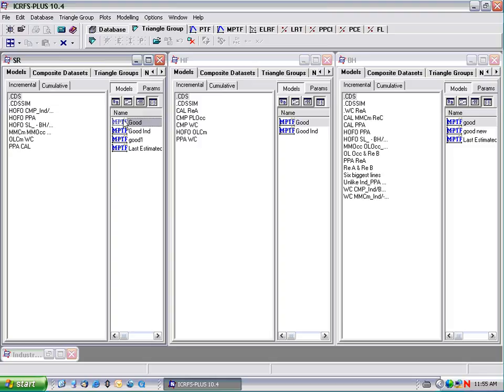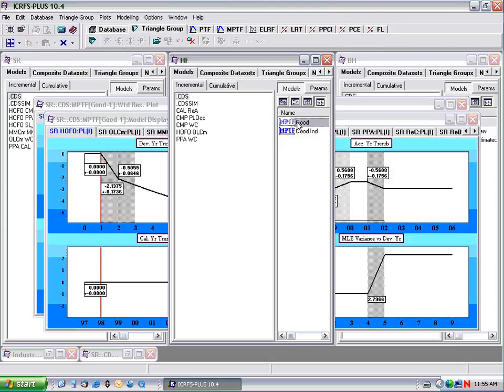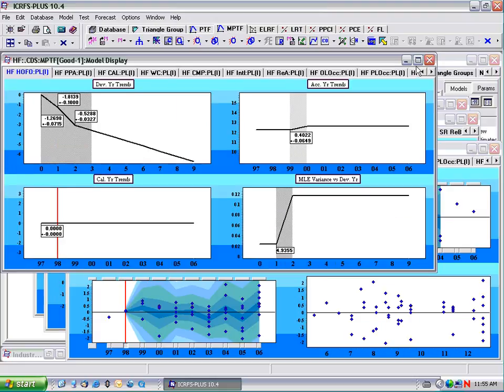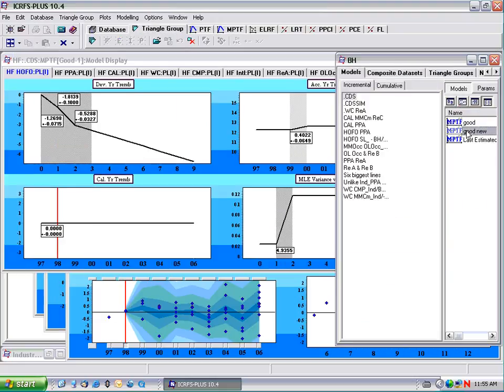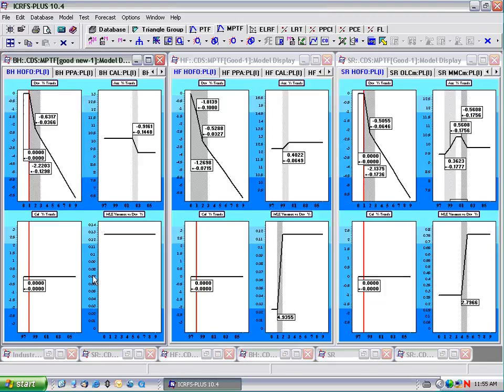This is good for Swiss Re, good for Hartford, and Berkshire Hathaway, it's good news. Well, let's just compare quickly the model displays.